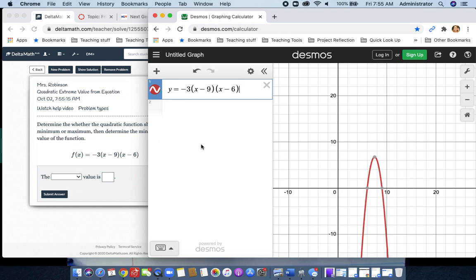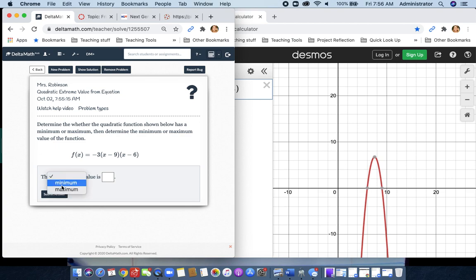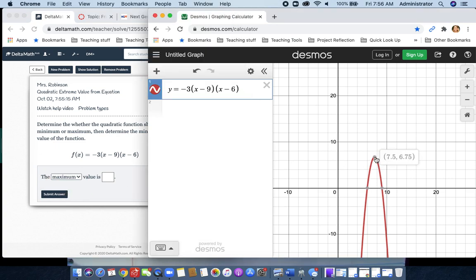So if I want to know my max or min, well, let's look at it. Does it have a max or min? It opens down, so it has a max point. And what is my max? It's the y from the vertex. So I know that it is typed in right because I can compare my left and right windows.